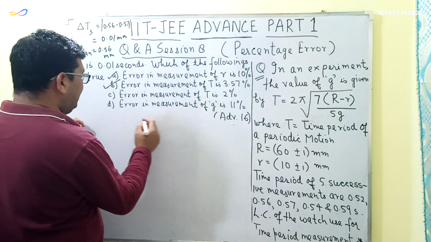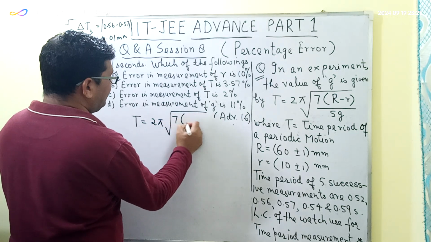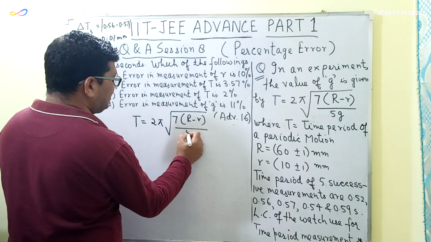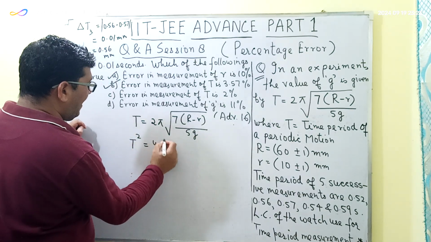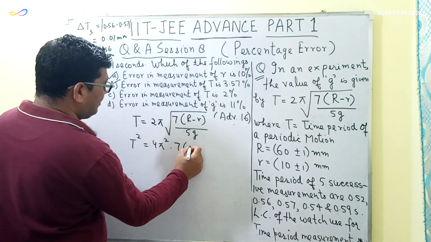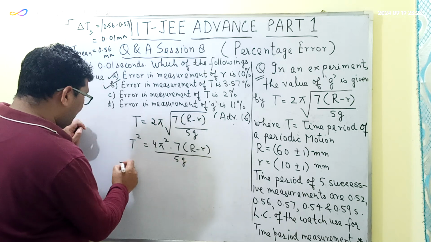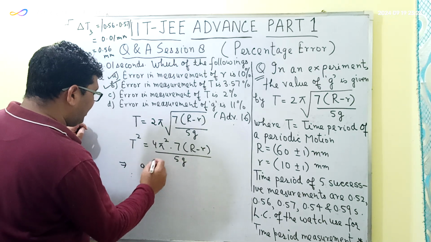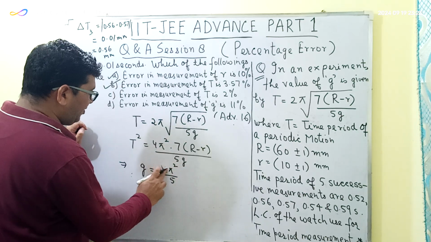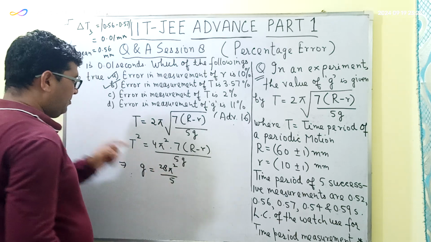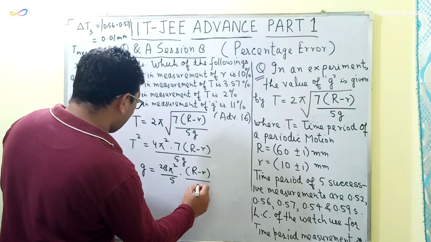Now, here the formula for the time period is equal to 2 pi under root (7 R minus r) divided by 5g. If I square this equation on both sides, I will get T square is equal to 4 pi square into (7 R minus r) divided by 5g. So from here, the value of the acceleration due to gravity is equal to 4 pi square upon 5, and this 7 into 4 will be 28. So g is equal to 28 pi square upon 5 into (R minus r) divided by T square.